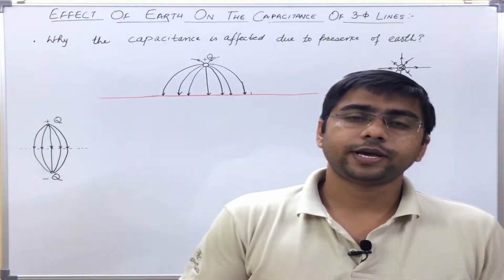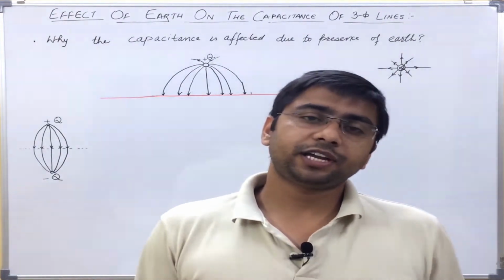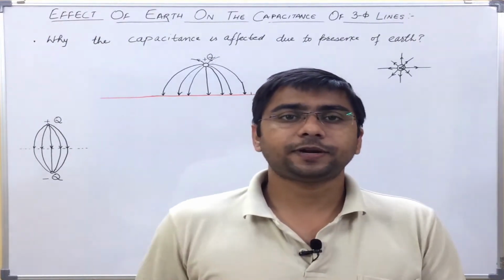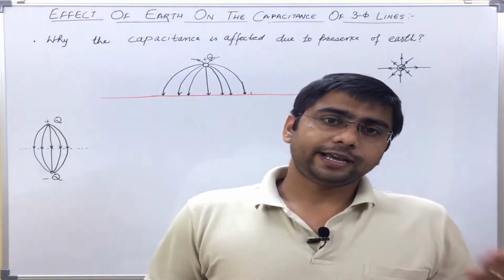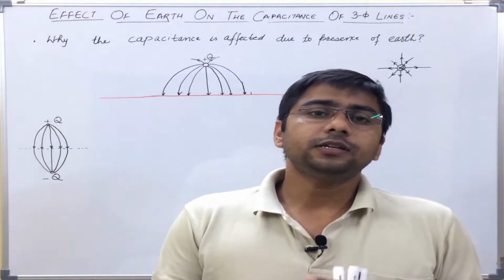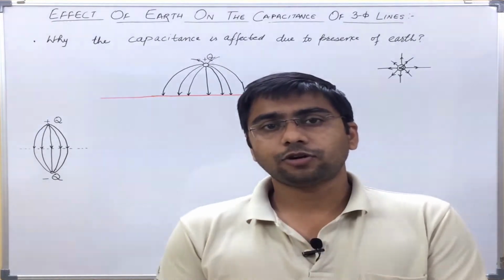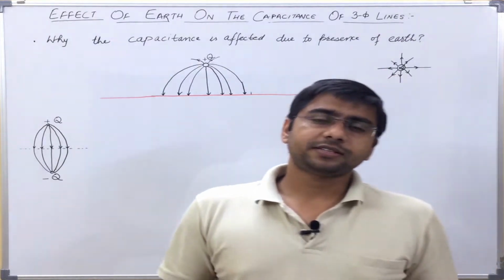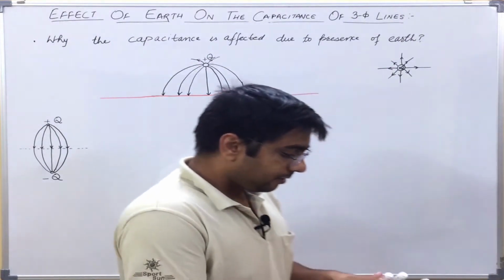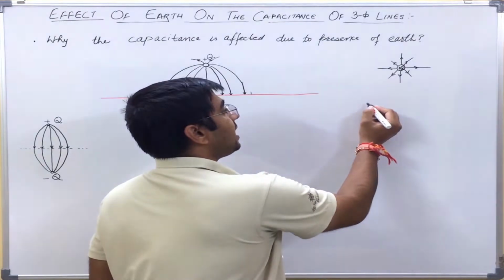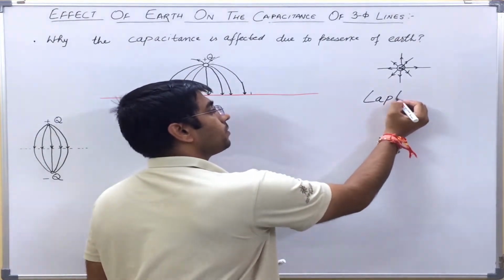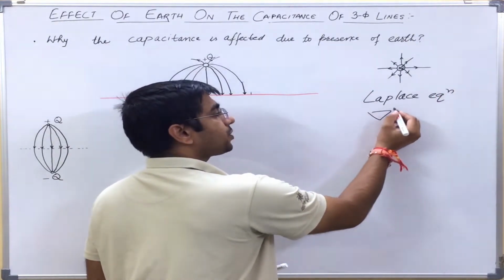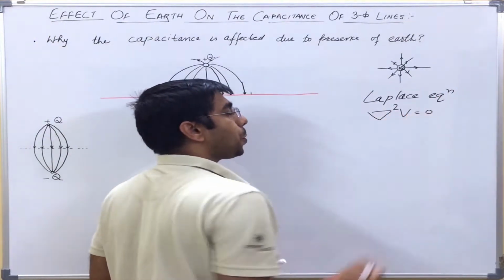Hello everyone. Today in this lecture we will see why we can use the image method for the situations where ground is present. In detail this will be studied when we study the subject of electromagnetic field theory, that is EMFT. In that we will see that there are two equations, the first one is the Laplace equation, which says del square V is equal to 0.